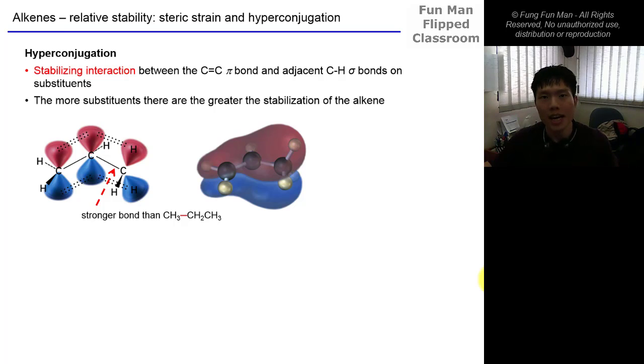So how do you explain that effect? Something called hyperconjugation. It shows the stabilizing interactions between the carbon-carbon pi bond and the adjacent C-H sigma bonds on the substituents. The more substituents there are, the greater the stabilization of alkenes.